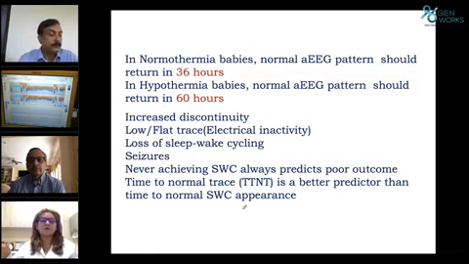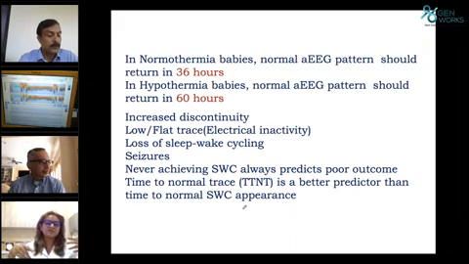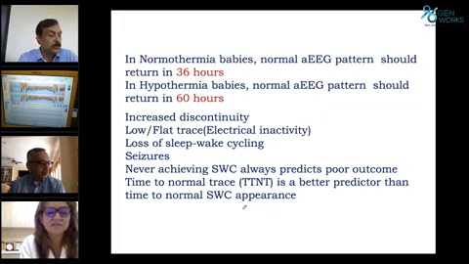So for the background pattern, what we have to see is whether discontinuity is increased or whether a low flat trace is there, whether loss of sleep-wake cycling is there, whether seizure activity is coming, or whether it never achieved a sleep-wake cycle. The time to normal trace is the best predictor, then the time to normal sleep-wake cycle appearance. Now, I will tell you where all this evidence came from.